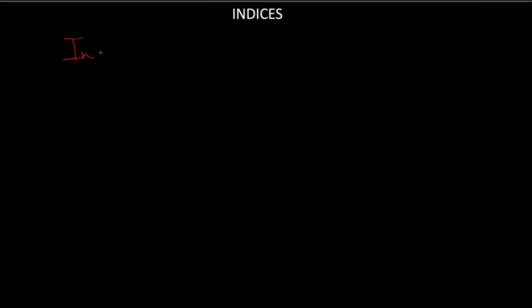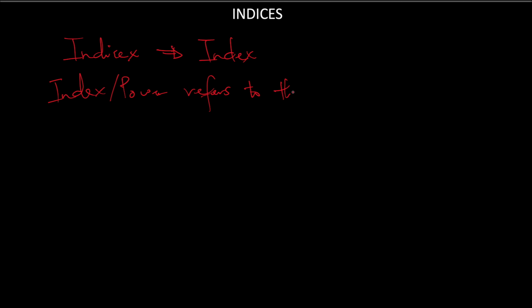So indices is from the word index. It is actually the plural for index. Now index, which we can also say power, is a small number which tells us the number of times a number multiplies itself. So index or power refers to the number of times a number multiplies itself.